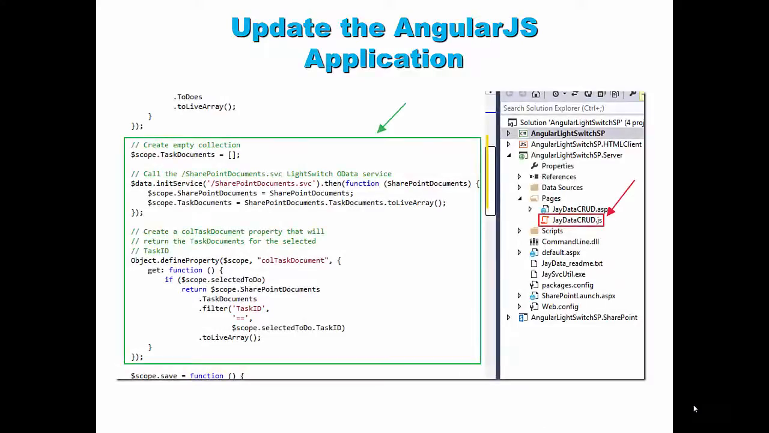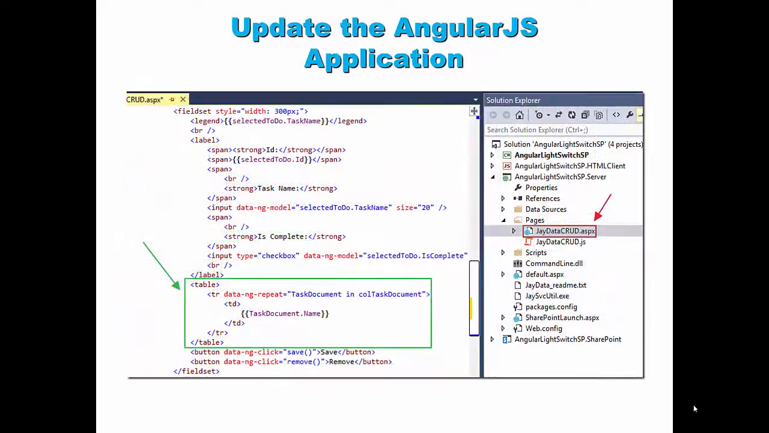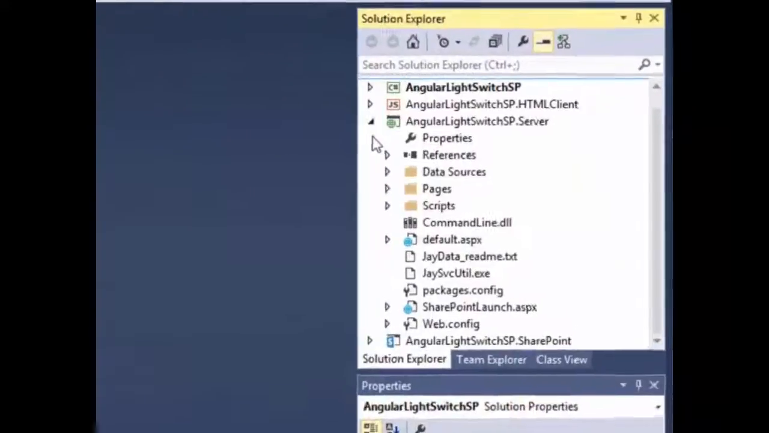We will now update the AngularJS application. First, we'll add a call through OData to the document library OData feed in the application to only show documents that are associated with the current task ID. We will then alter the markup in the Angular application to show the associated document with the currently selected to-do item. Let's look at that in Visual Studio.